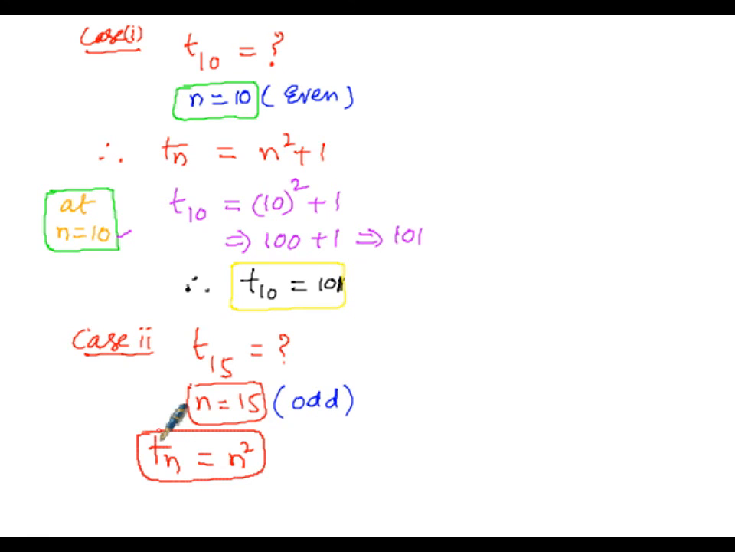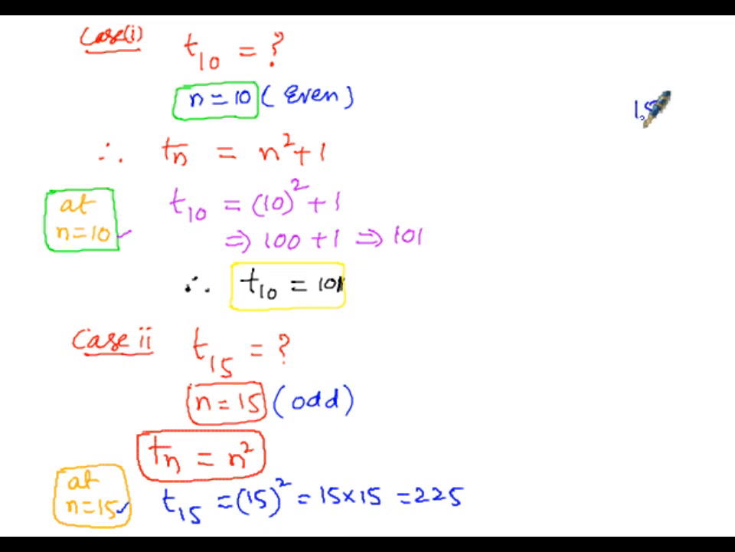In order to find the 15th term, T15 equals n square, where n must be replaced by 15. So at n equals 15, n is replaced by 15 on the right hand side. We have to write 15 whole square, which can be written as 15 into 15, 15 multiplied twice. 15 15 is 225.